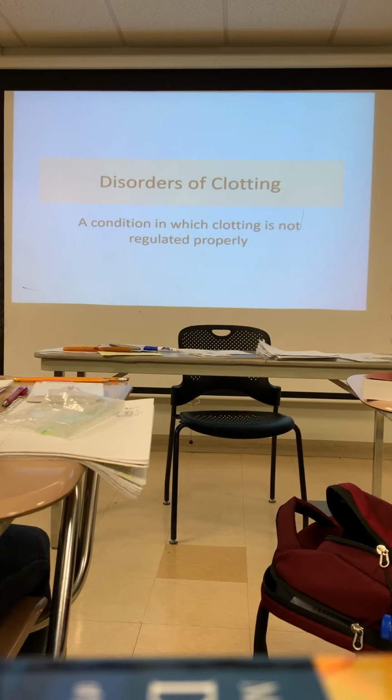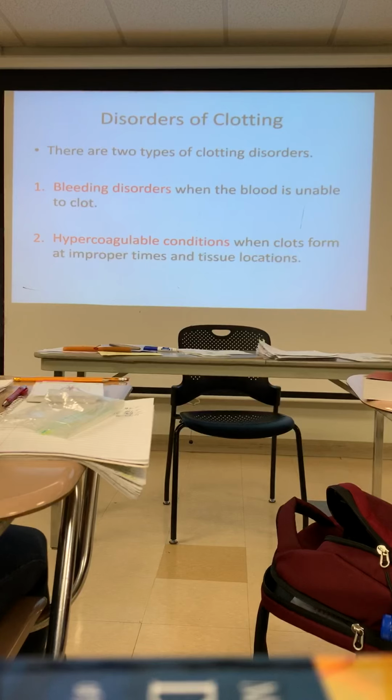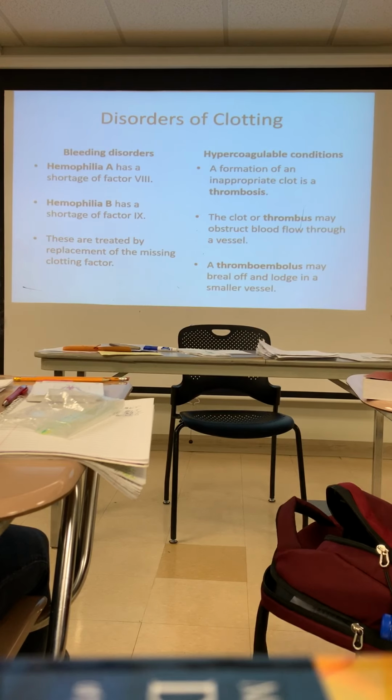Okay. Disorders of clotting. Yes, we're going to the conditions. Number 1, bleeding disorder, when the blood is unable to clot. And then number 2, hypercoagulable condition. So bleeding disorder, yes, we have hemophilia. There are many different kinds of hemophilia. A: no factor 8. B: no factor 9. And this is the most common, I guess. These are treated by replacement, by injection of the missing factor.